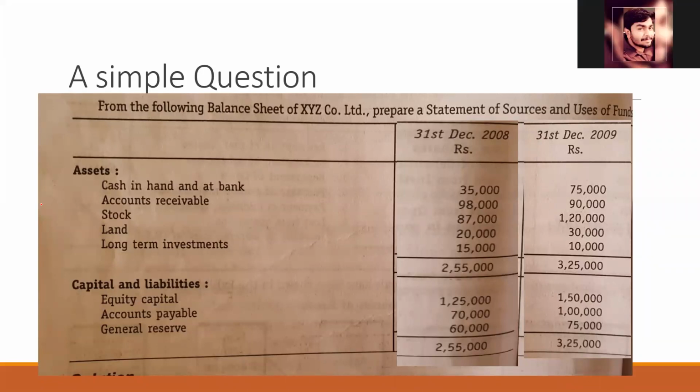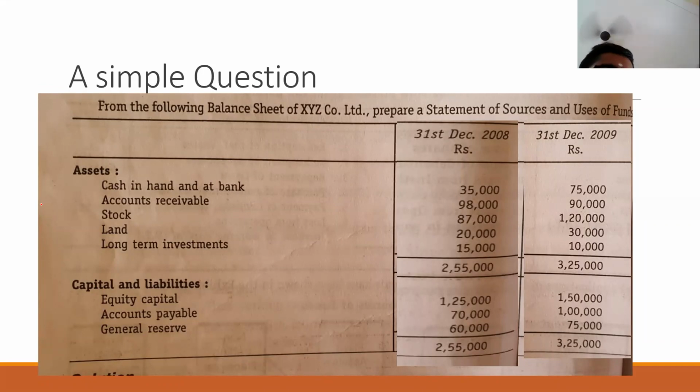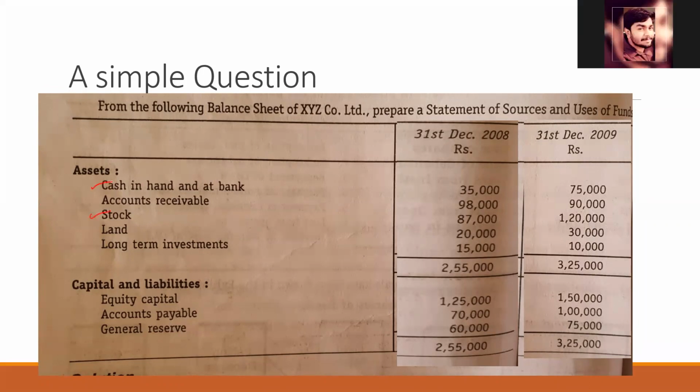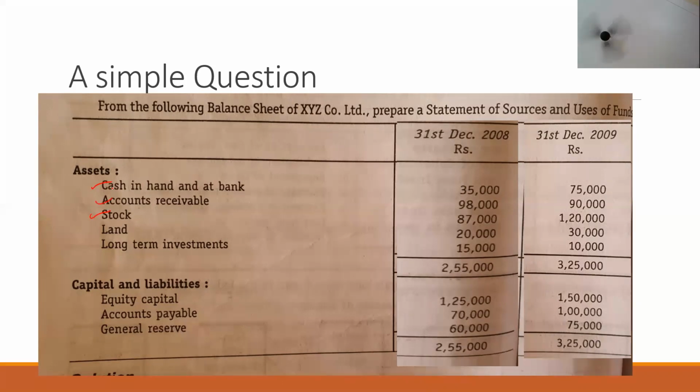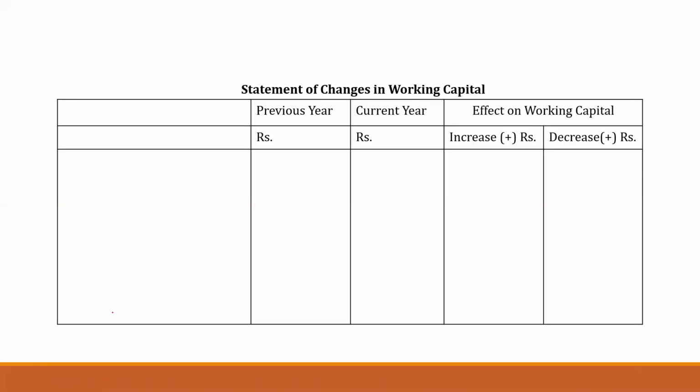Can you give me the current assets and current liabilities in this problem? Stock, cash in hand and bank, and accounts receivable. Yes, you have to identify them. Okay. Cash in hand, accounts receivable, and stock. These are the three current assets. Now come to current liabilities. Accounts payable. Okay.